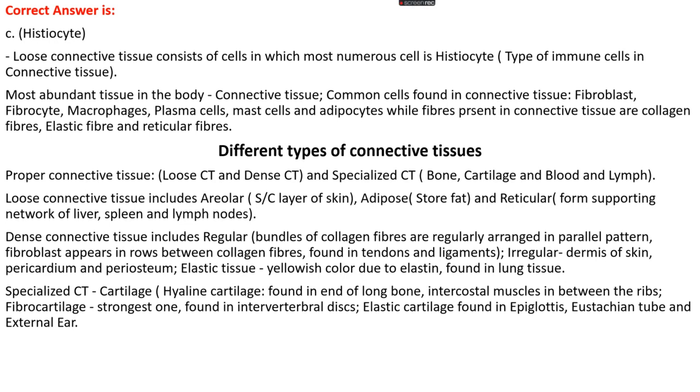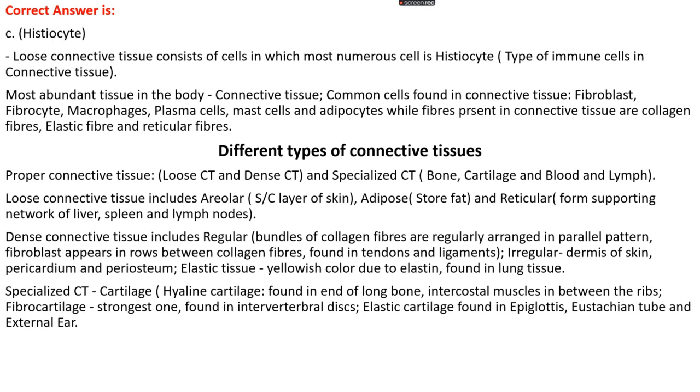There's loose connective tissue and there's dense connective tissue, while specialized connective tissue includes bone, cartilage, blood and lymph. Loose connective tissue includes areolar, which is present in the subcutaneous layer of the skin; adipose, which stores fat; and reticular, which forms a supporting network of the liver, spleen, and lymph nodes, mainly found in the immune organs.